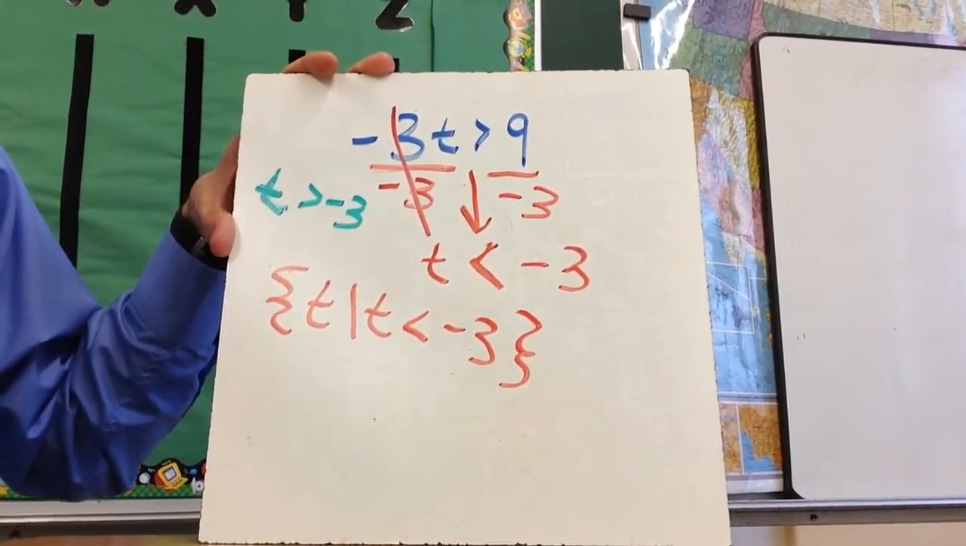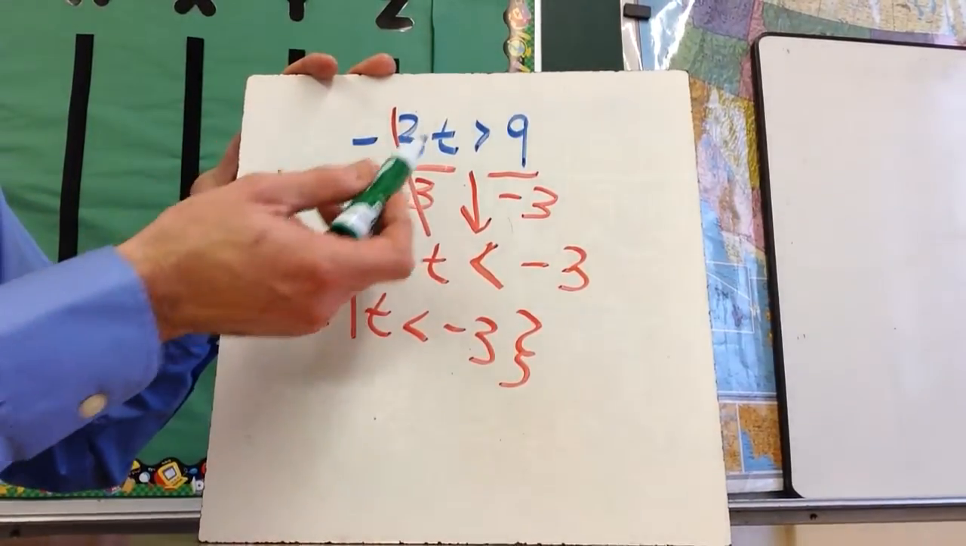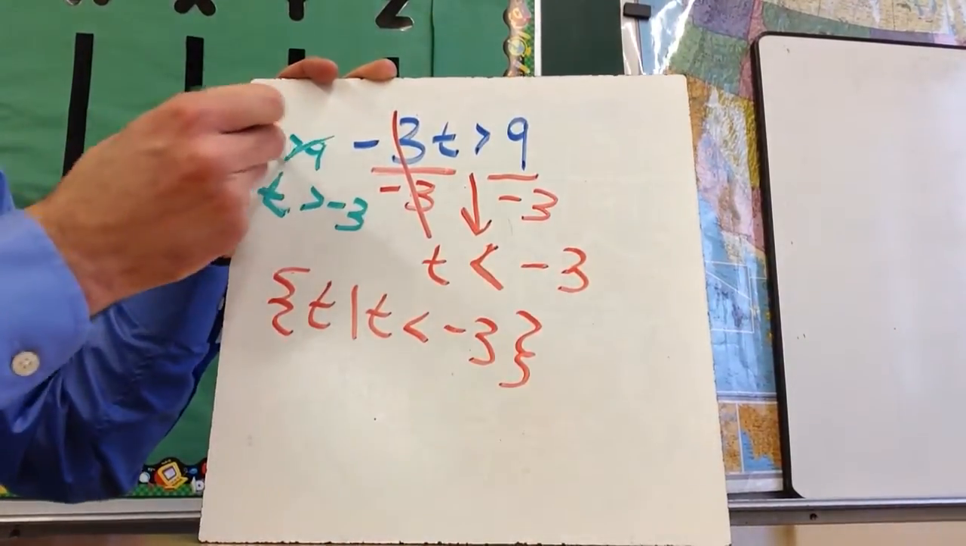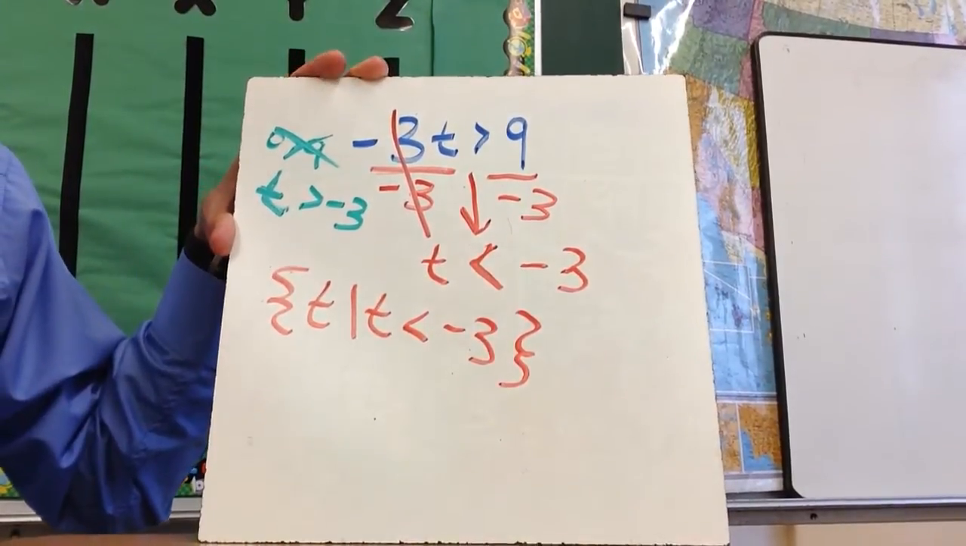So think of numbers that are greater than negative 3. That might be something like 0. Negative 3 times 0 is 0, and 0 is not greater than 9. Right? So that would be a way that I know that I made a mistake. I must have screwed something up, and I want to come back and take a look at that.